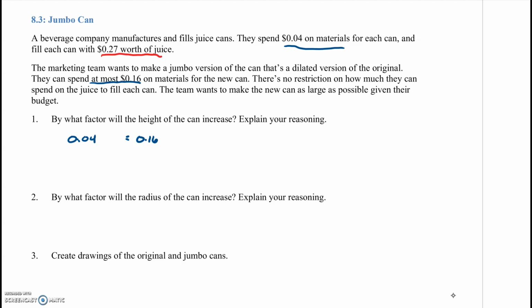So I know I'm going to take this 4 cents per can, and I'm going to multiply it by the square of some scale factor to get to my 16 cents. So now all I have to do is solve this equation for my k squared. I'm going to divide both sides by 0.04.